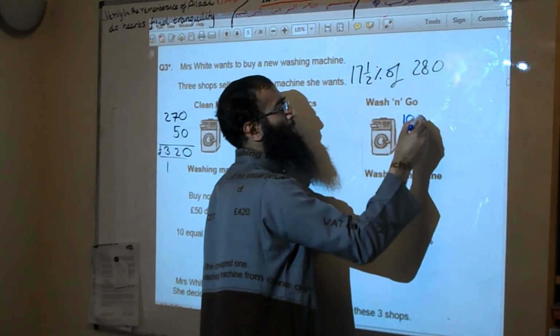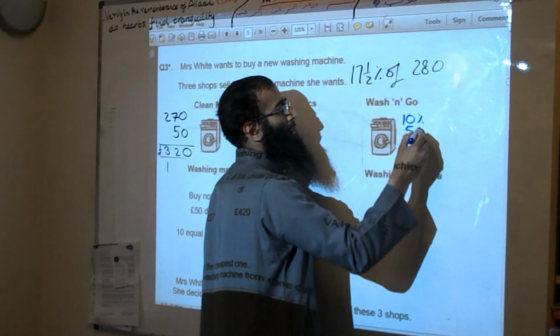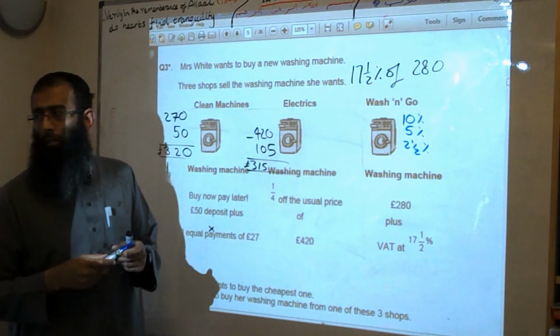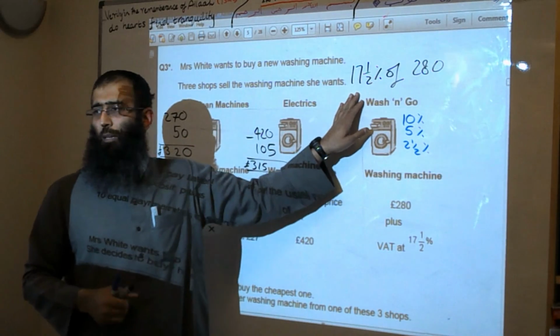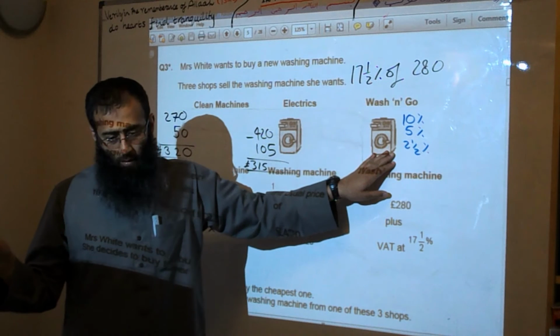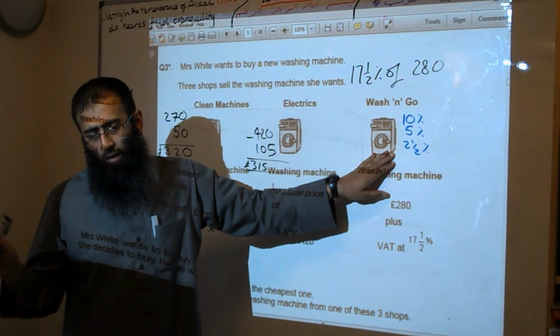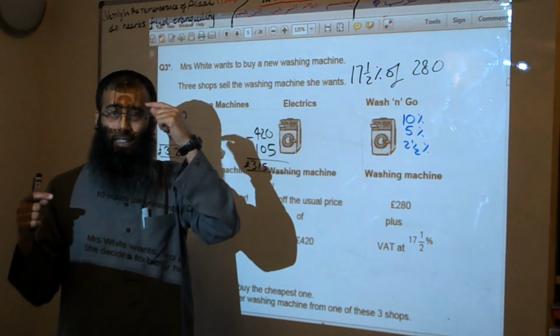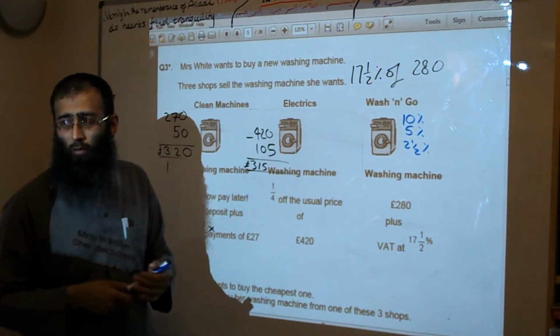17.5% is made up of 10%, then 5%, and then 2.5%. So 17.5% can be divided into 3 nice easy chunks. Remember, this is a non-calculator paper, so you can't use a calculator on it. You have to use the calculator that God gave you when you were born. That's called the brain.